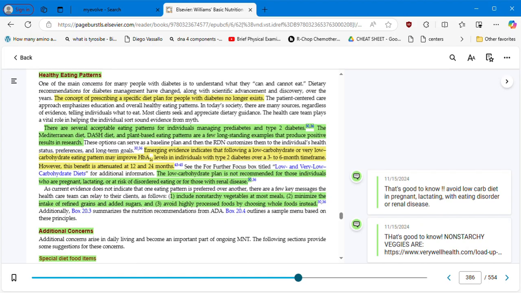The low carb plan is not recommended for individuals who are pregnant, lactating, or at risk of disordered eating, or for those with renal disease, right? Because in that type of diet, the patient is going to eat more protein, and that is going to damage the kidneys, as we spoke before. So you need to remember to avoid low carb diets in pregnant, lactating, eating disorder, or renal disease.